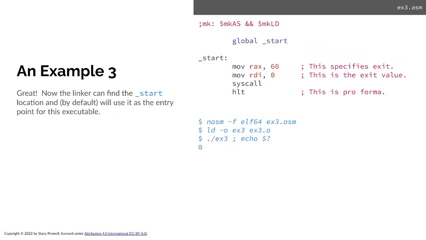So let's do that. We'll add global underscore start. The indentation is not important here. Global underscore start. Now this is a global symbol. When I assemble and then link, I get no warnings. Still everything works. Great. So remember that if you want to access a symbol from outside, from another piece of code external to it, or pass something to the linker, you have to make it global.